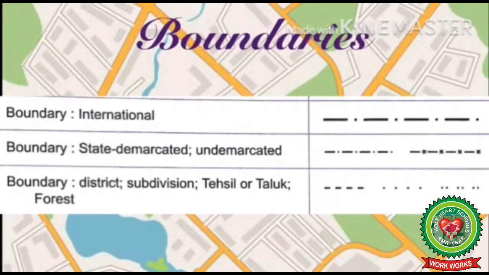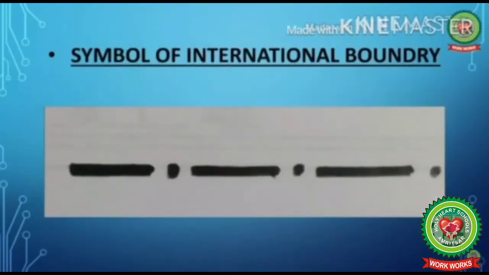The first conventional symbol we will discuss is boundaries. Boundaries means border lines. We will discuss three boundaries: international boundary, state boundary and district boundary. First is international boundary. It indicates the border between the countries. It is represented by a bold dash and dot. It is represented in black color.